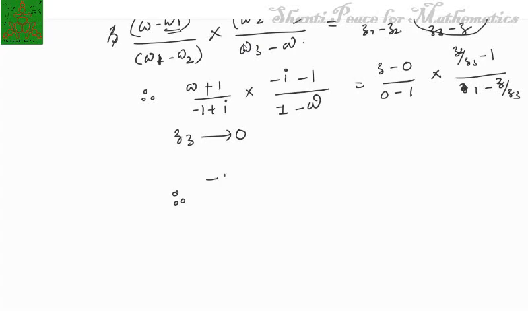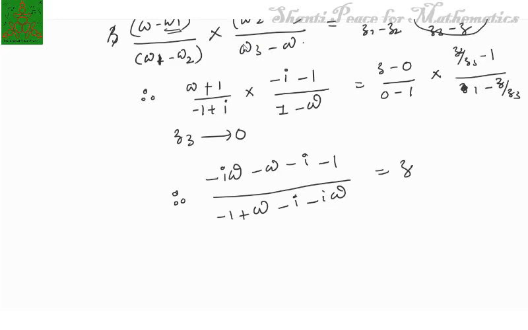numerator will give you minus iw minus w minus i minus 1. Denominator you will have minus 1 minus minus plus w minus i minus iw. Here you will have z minus z, because this will be minus z and this will tend to 0. This also tends to 0, and there is a minus sign there, so that will become minus minus plus 1.